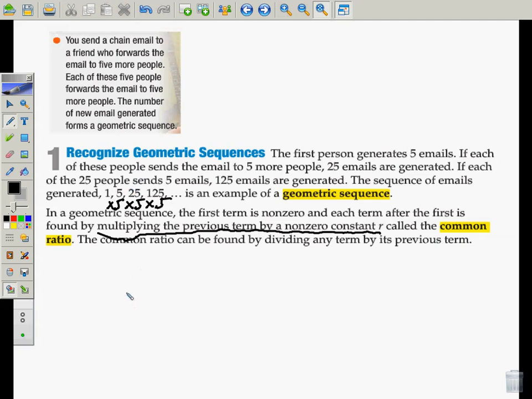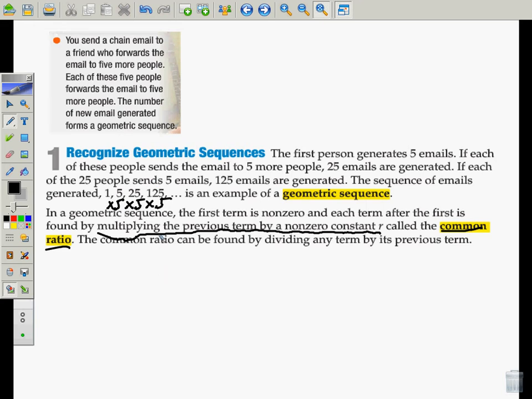This multiplying by 5 is where we get our common ratio. The common ratio can be found by dividing any term by its previous term. So 125 divided by 25 gives us that 5. 25 divided by 5 gives us that 5. 5 divided by 1 gives us that 5. All we're doing is dividing each term by its previous term to get this common ratio. And that's the big thing.